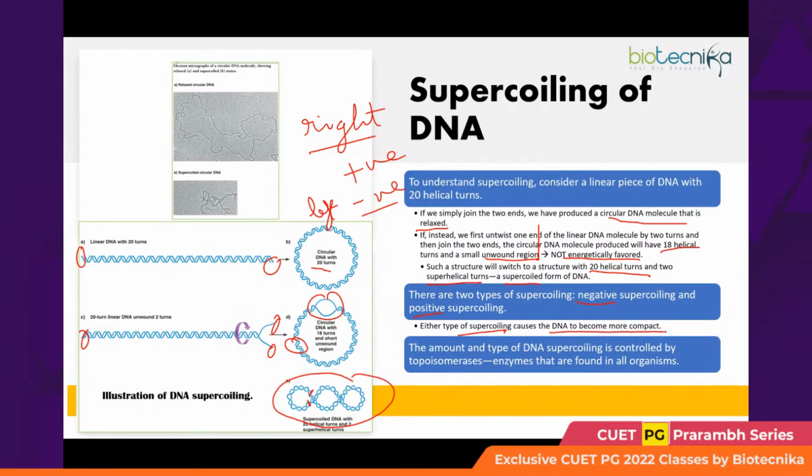Now, the amount and type of DNA supercoiling is controlled by an enzyme called topoisomerase, an enzyme found in all organisms. This topoisomerase is found in prokaryotes as well as eukaryotes, and it is responsible for maintaining the DNA in supercoiled form.